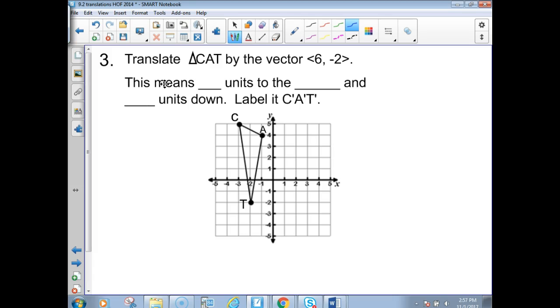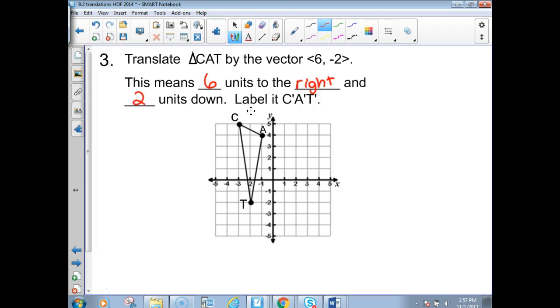All right, now we're going to do it in the coordinate plane. So this is the vector, and it says 6, -2. So we're going to translate the cat, C-A-T, by the vector 6, -2. What that means is 6 units to the right. The first number is right or left. The second number is up or down, and 2 units down. So you can just physically do it by pointing.